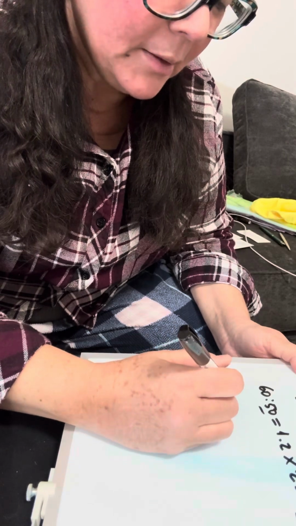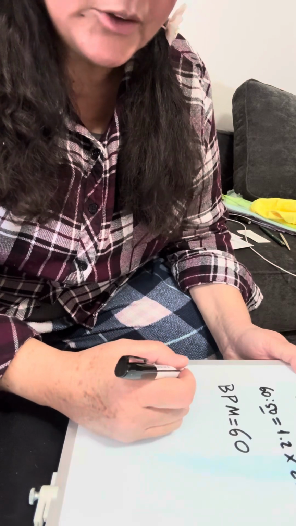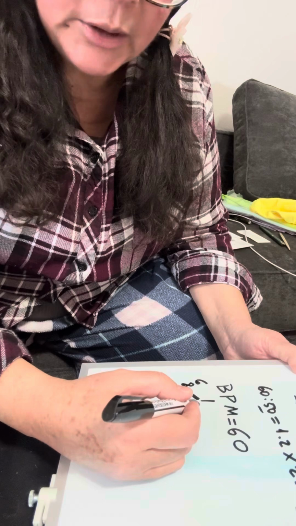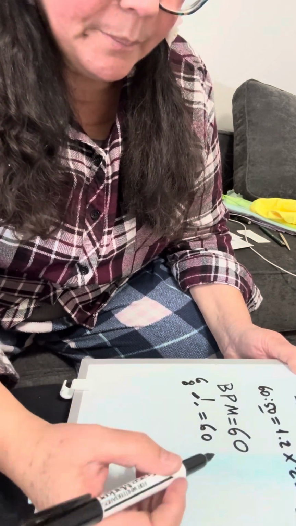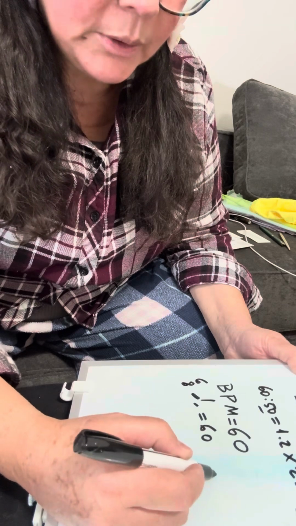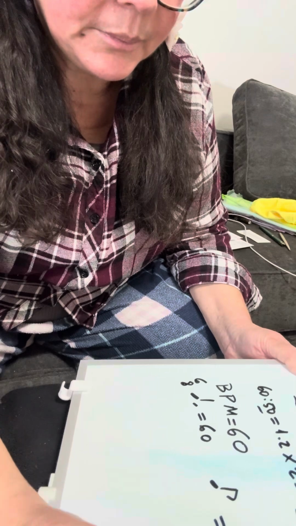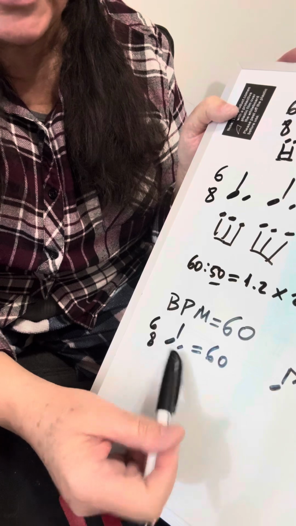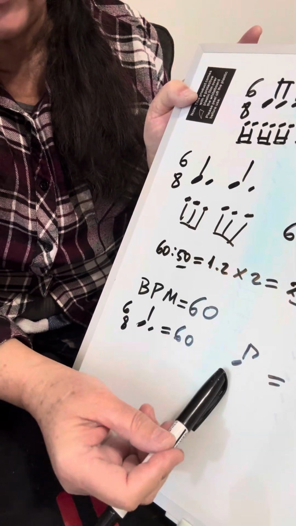Now let's go to the BPM equal to 60, on the measure of 6/8. Which means that the dotted quarter note is equal to 60. What's the BPM of the 8th note and the 16th note? The speed. If the quarter note is 60, the 8th note is going to be the double, because 1 quarter note is equal to 2 8th notes.